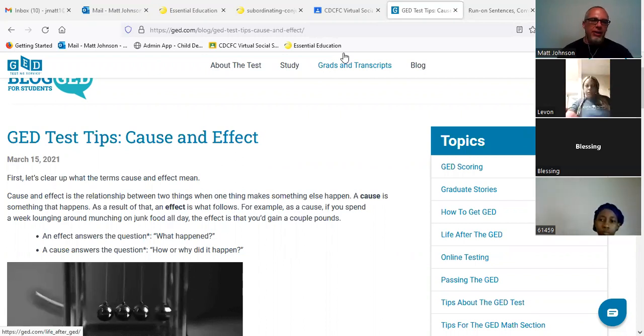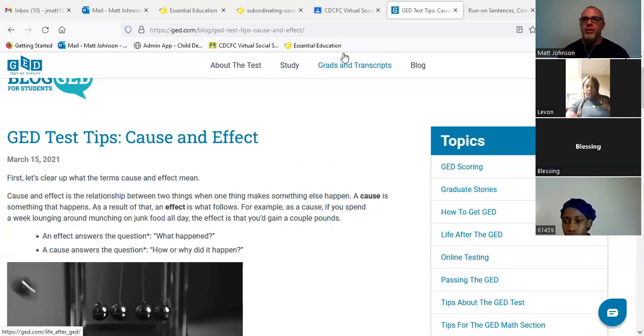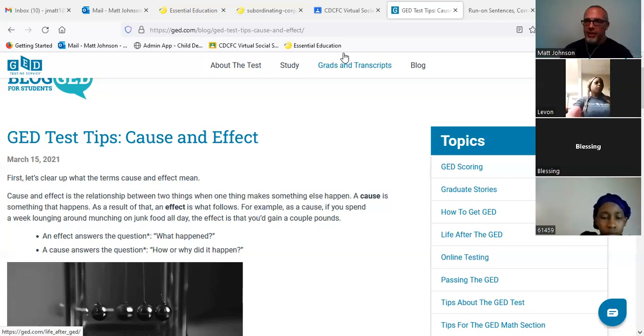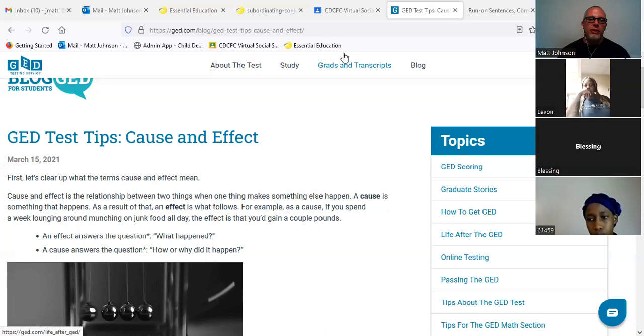So a good primer and a good way to identify cause and effect, because this is certainly something that will appear on your social studies test, is being able to identify and pick what was the cause, what was the effect. Ask yourself what happened, right? That's going to be the effect. That's the outcome, the end result. And for a cause, you ask the question, how or why did it happen? Why did the food spoil in my refrigerator? Because it stopped working, right? Cause and effect. Those are pretty simple.